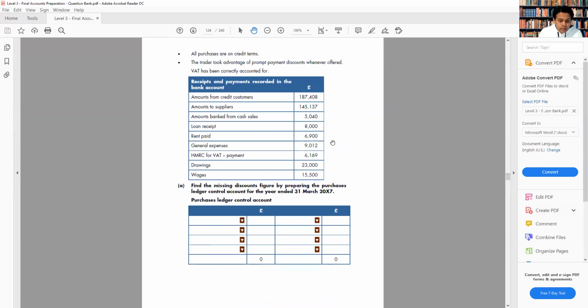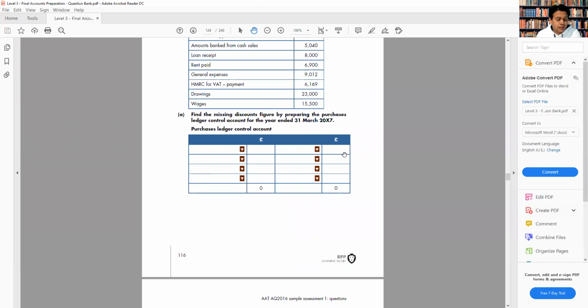So let's have a look. This is from the bank statement, all the information we have, receipts and payments. Now let's read the requirements. Let's see what they're asking.